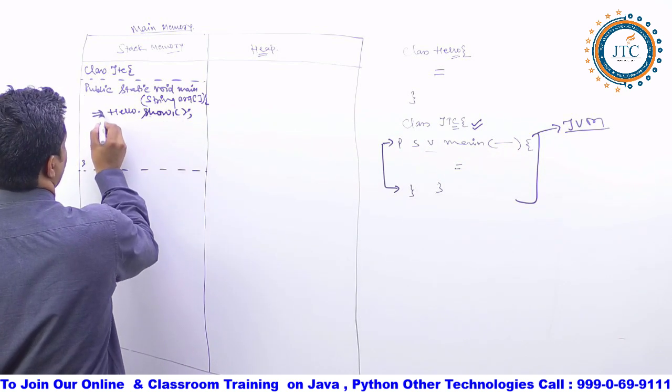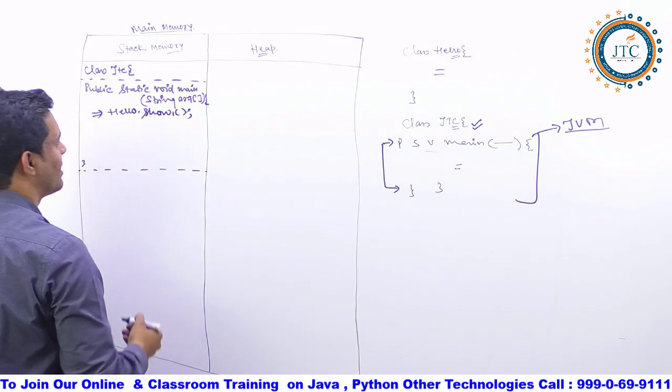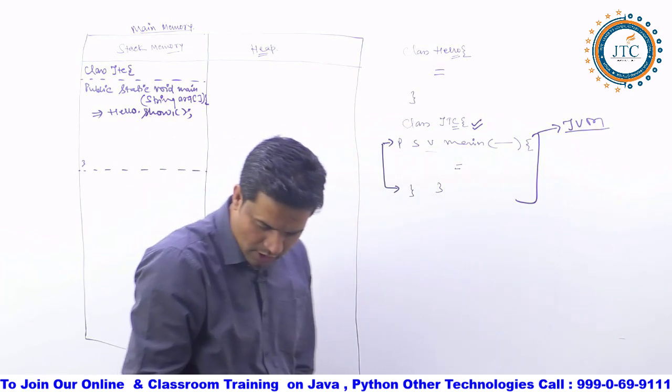Show one method you are calling. Which one method are you calling? Hello dot show one, that is the method you are going to call here, correct?